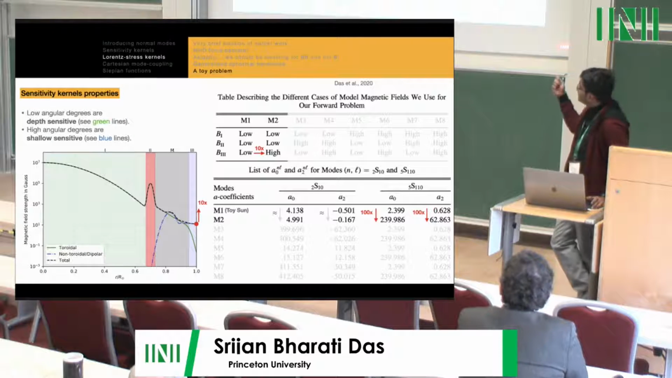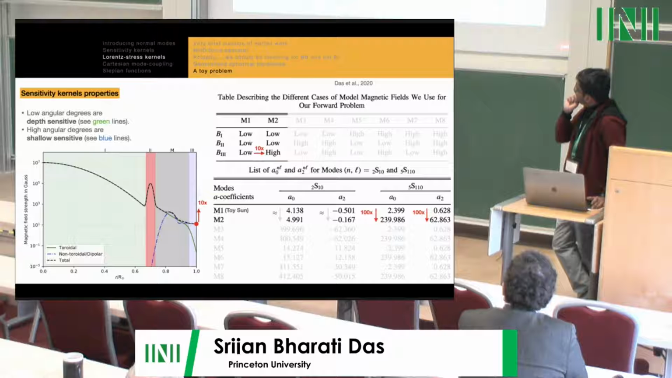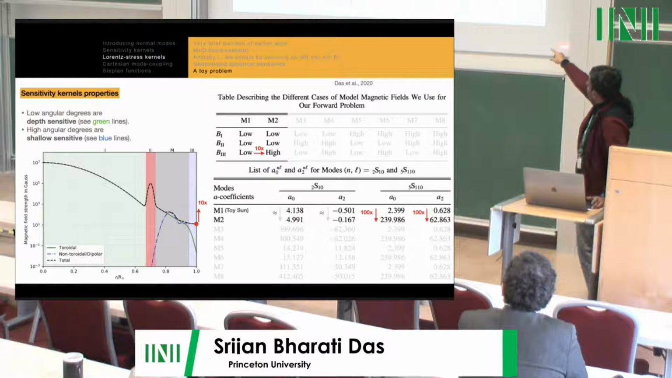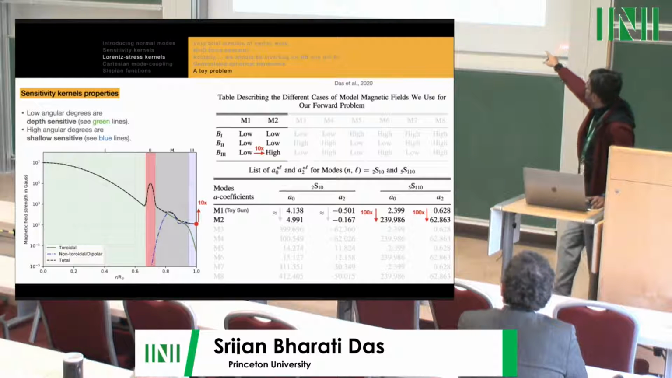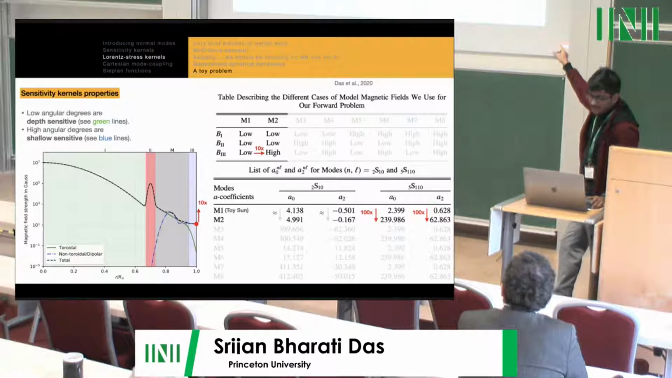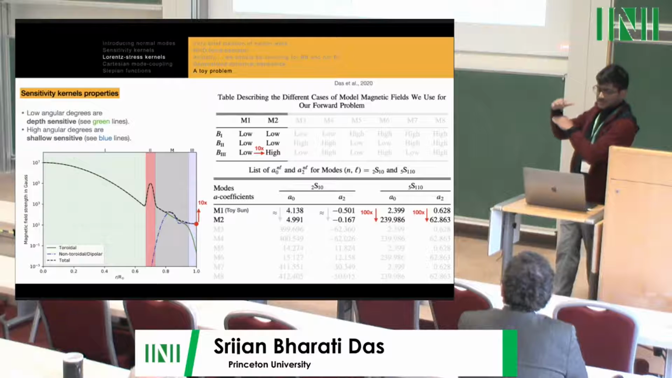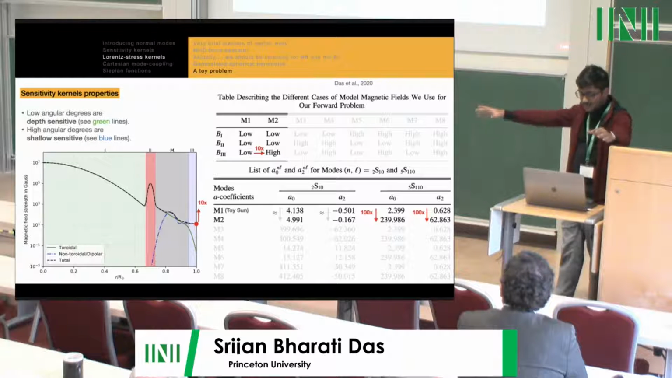And if we make the near surface field 10 times of what exists in the sun, or so we believe, then we see that for modes which are of lower angular degree, which is on the left, the increase is far less than the modes for which angular degrees are very high. And that's because for the modes for which angular degrees are high, the kernels are much more sensitive near the surface. But for low angular degrees, it's sort of spread out in the entire interior.